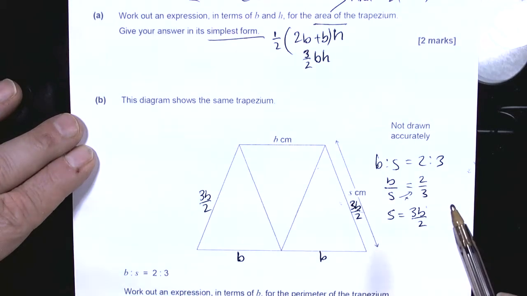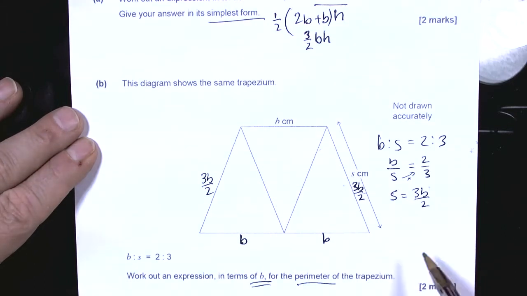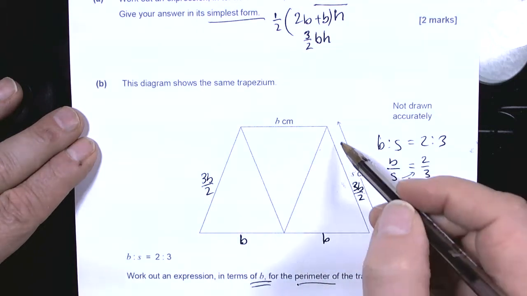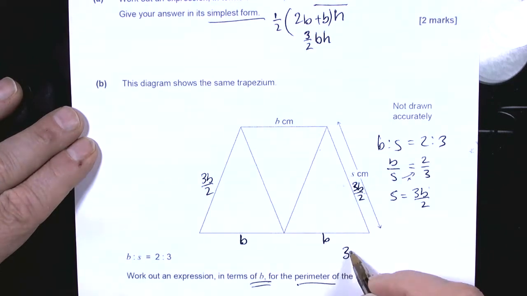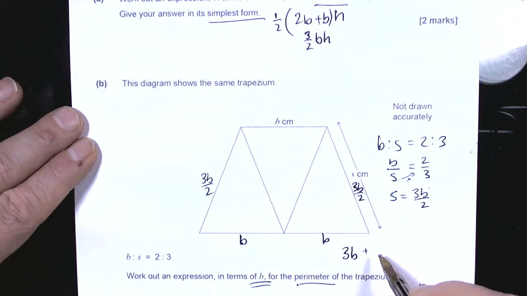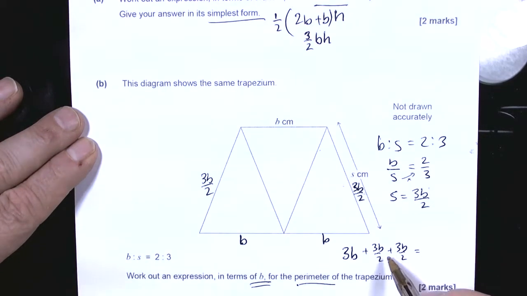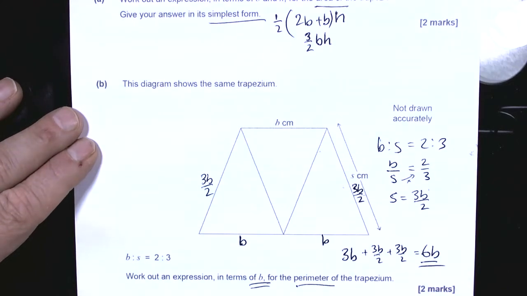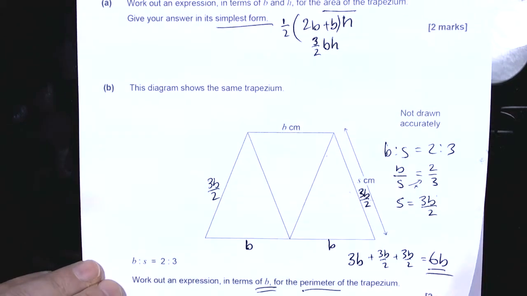So that means we can replace this with 3b over 2, and we can replace this with 3b over 2 because they're isosceles. And basically then we go through the process of adding up everything we've got to work out the expression for the perimeter. And perimeter, remember, is all about adding the lengths around the edge of the shape. So we've got 3b's from those, then we've got 3b over 2 plus 3b over 2, so that's 1.5b, 1.5b, 3b, 6b. So the answer for that one should be 6b. Okay, so that's a bit of work on expressions and ratio mixed.